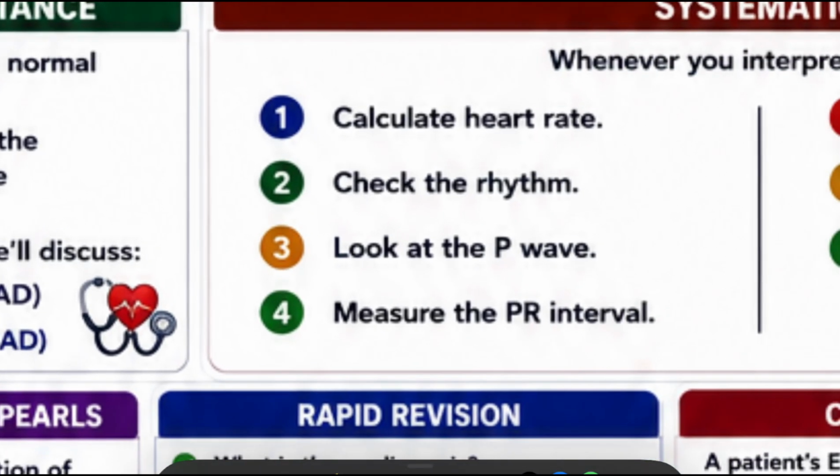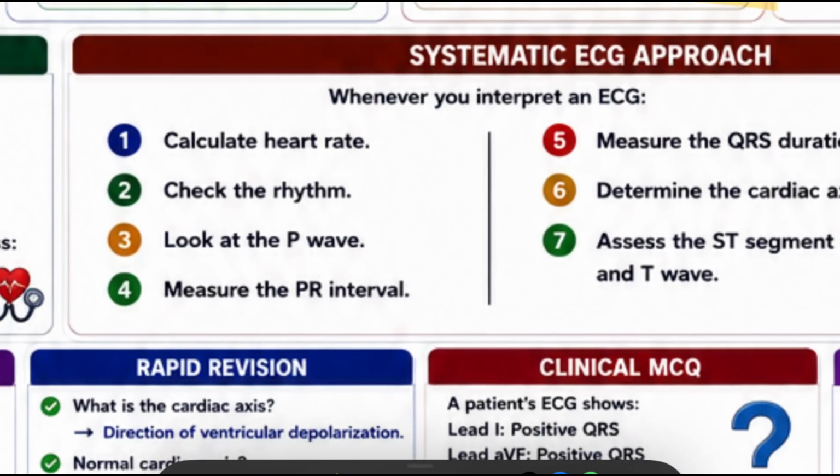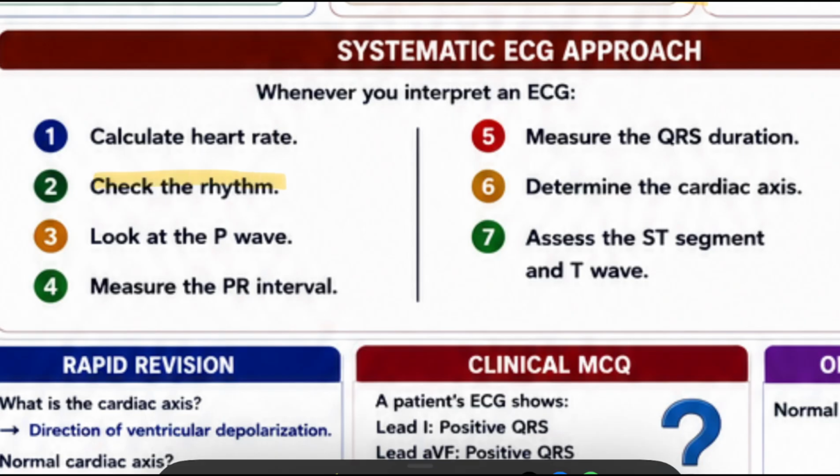Okay, so in the systematic ECG approach, first we have to calculate the heart rate, then we have to check the heart rhythm, then we have to look at the P wave and measure the PR interval, then we have to measure the QRS duration, then we have to determine the cardiac axis and assess the ST segment and T waves. Okay, so these are the things. So in normal cardiac axis we have to remember minus 30 degrees to plus 90 degrees. So if lead 1 and lead AVF are positive, then we have to suspect the patient has a normal axis.